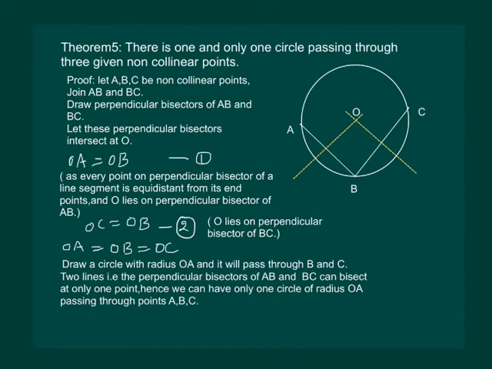We know that two lines can intersect only at one point. So the two perpendicular bisectors can intersect at only one point, which will be equidistant from points A, B and C. So we can say that we can have a unique circle which will pass through points A, B and C. Hence we have proved the theorem. There is one and only one circle passing through 3 given non-collinear points.